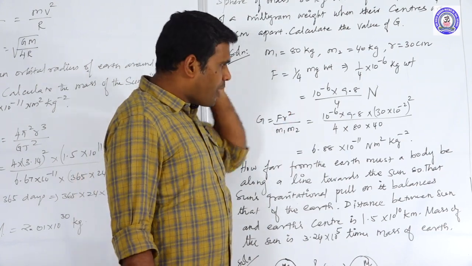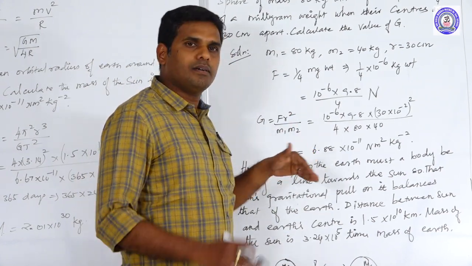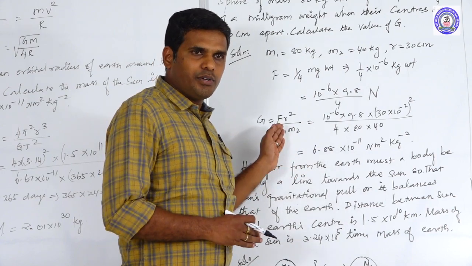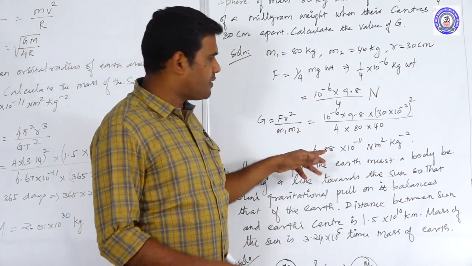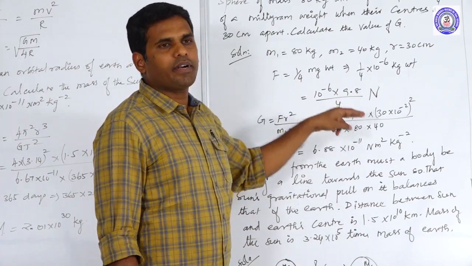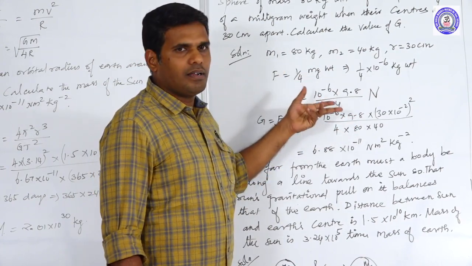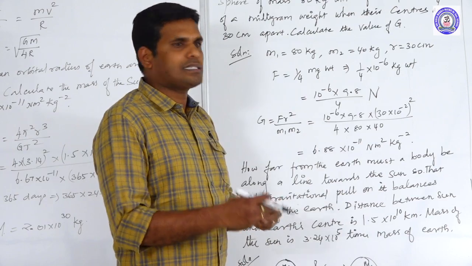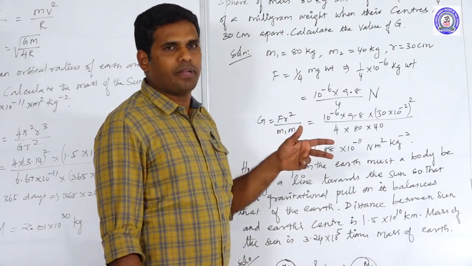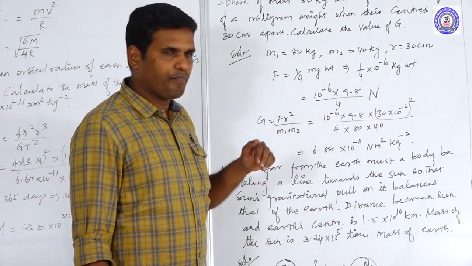Actually, for this problem, we can directly go on with the direct result, because G is the universal gravitational constant, 6.67 into 10 power minus 11 Newton meter square kilogram power minus 2. But a value is given. On that basis, what is the exact value of G which we will obtain? That is what we have derived here.